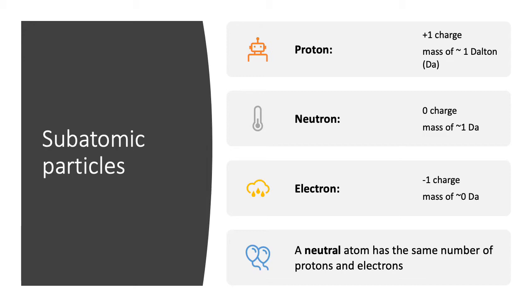So we say that electrons have a mass of approximately 0 Daltons. In addition to having mass, these particles have charges or no charge. So protons are positive, pro being kind of a positive prefix, right? Protons have a charge of +1. Neutrons have a 0 charge, they're neutral. Electrons have a charge of -1, they are negative.